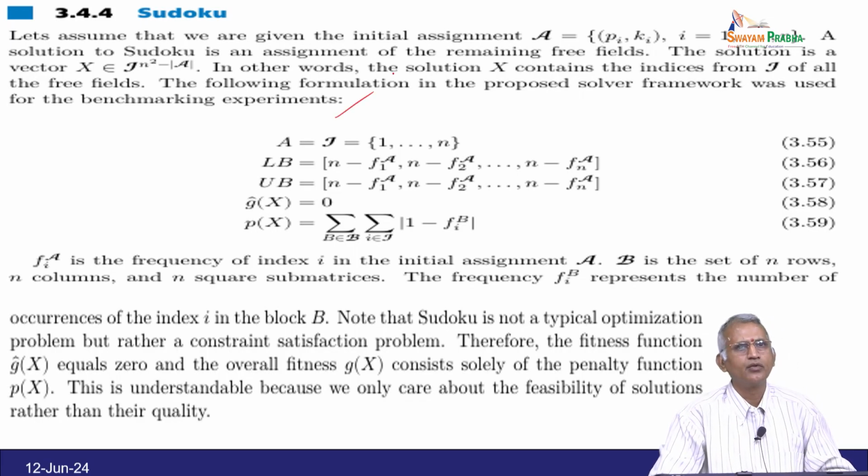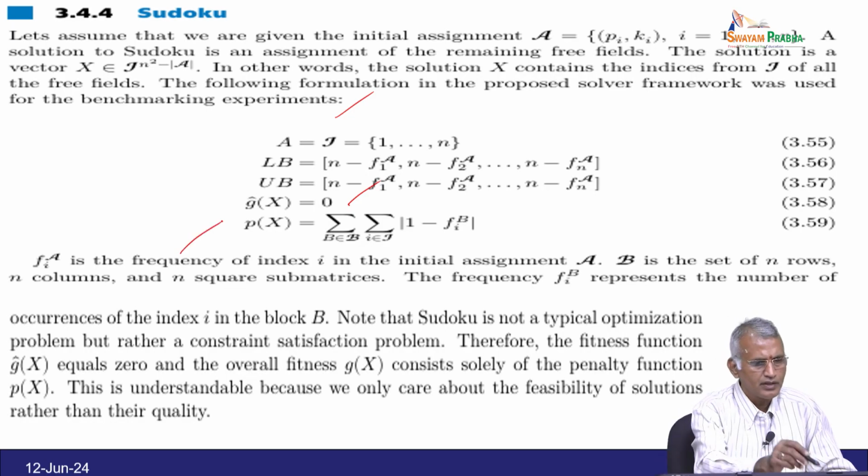A equal to j equal to 1 to n, lower bound n minus f1a, n minus f2a and so on, n minus f1a, upper bound n minus f1a, n minus f2a and so on, n minus f1a, g bar of x equal to 0 and p of x equal to summation b in B, summation i in j of 1 minus fib.